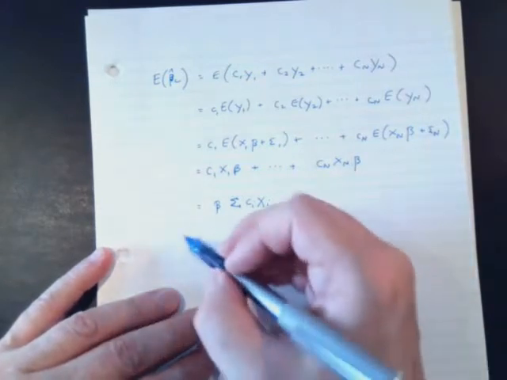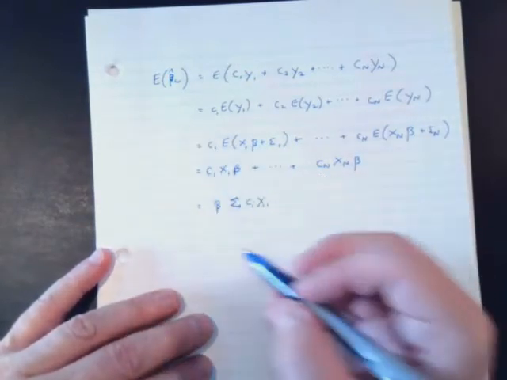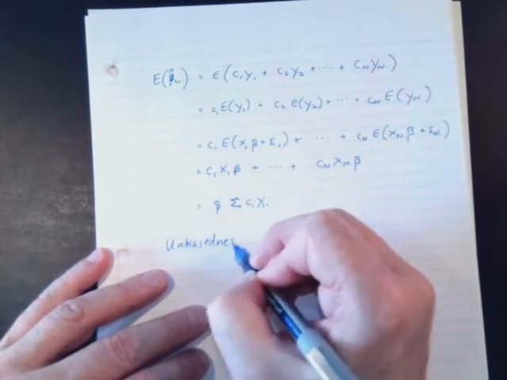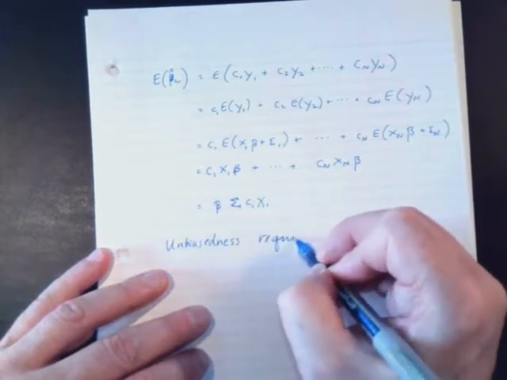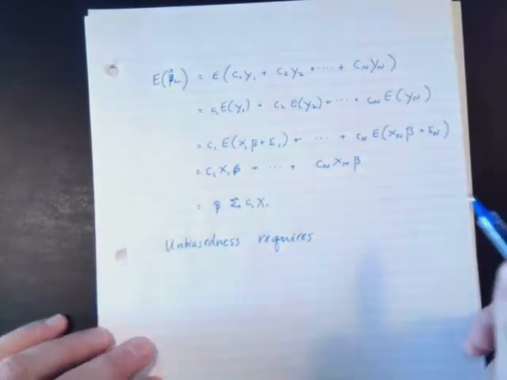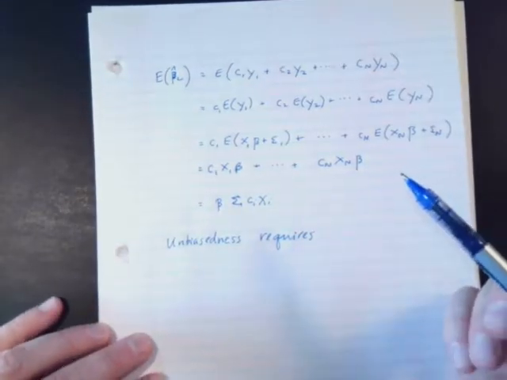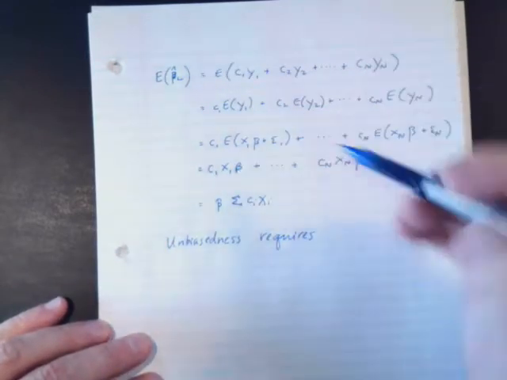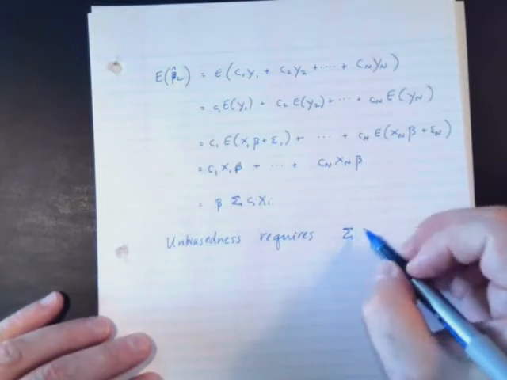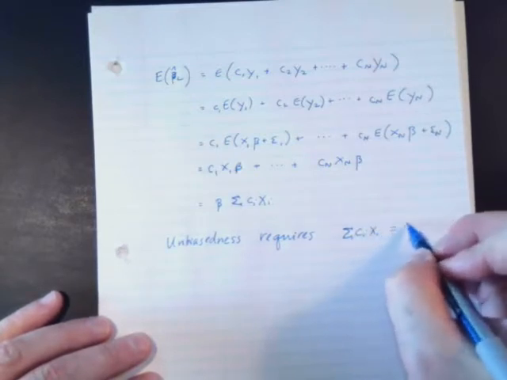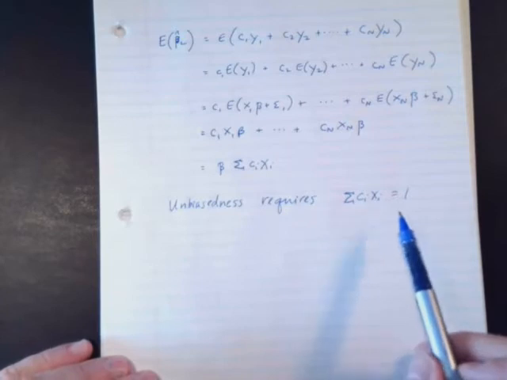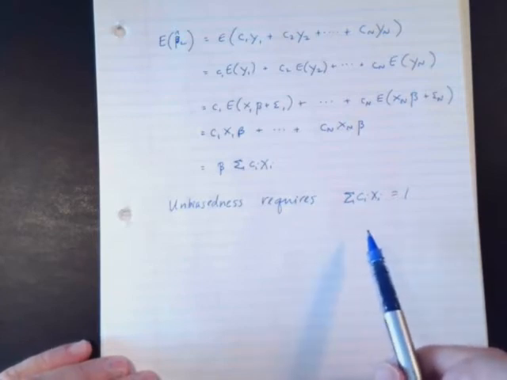Okay, so if this is going to be an unbiased estimator, then unbiasedness requires, all right, can you see the condition that it's going to require? We want the expected value of beta hat L to equal beta, so that's going to mean that the sum of Ci Xi must equal 1. So that'll be a condition that for a linear estimator gives us unbiasedness.